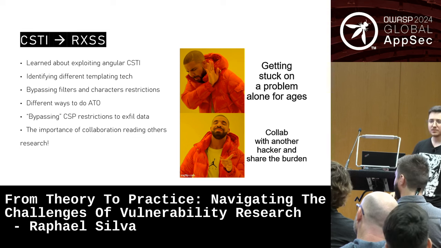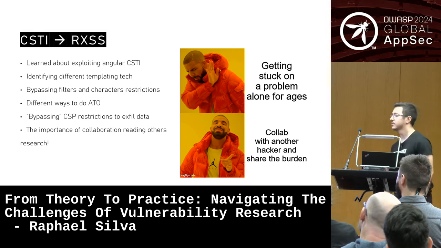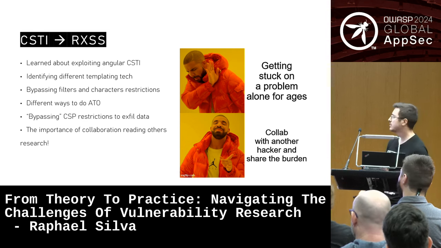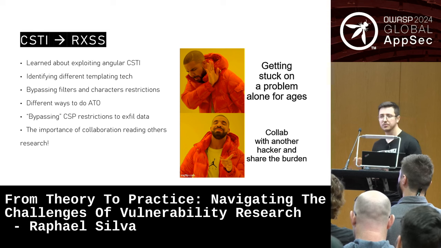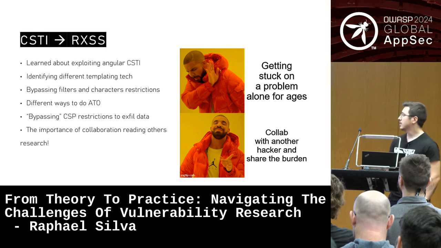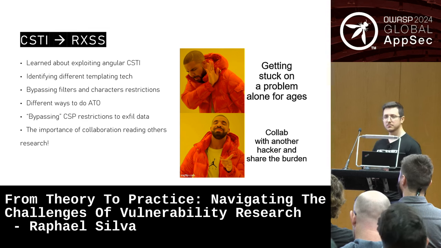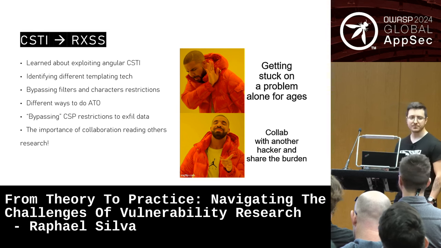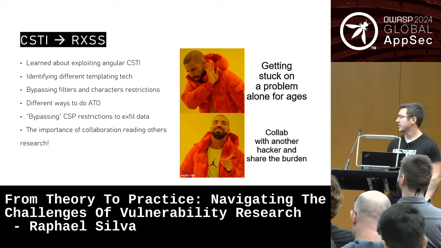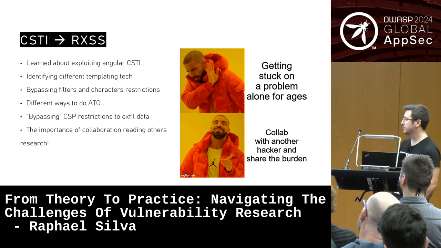Okay, so we learned a lot here. We learned about CSTI, about exploiting this type of Angular CSTI. We learned about the different types of templating engines and how we could pinpoint which one it was. We learned a bit about bypassing filters, about character restrictions, and some ideas that we can apply next time we're dealing with this stuff, and some different ways that we can do account takeover. Maybe the next time that we're doing this, the password field is actually vulnerable. So we all have to keep all of these things in mind.